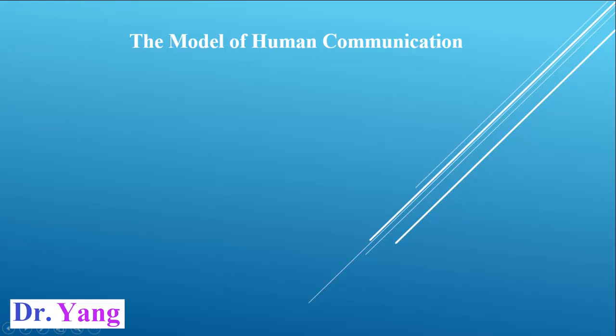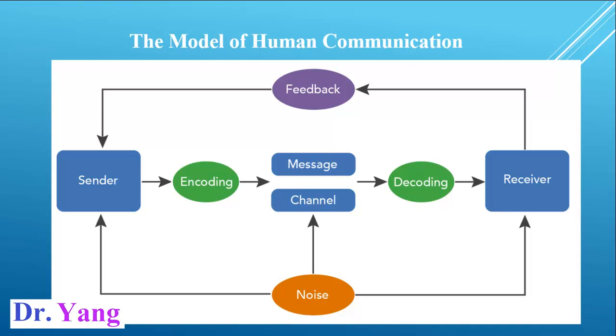Let's talk about the model of human communication. As you can see in this graph, there are several elements in this model. There are a sender and a receiver. The sender will prepare a message by encoding it first, then send the message via a channel.